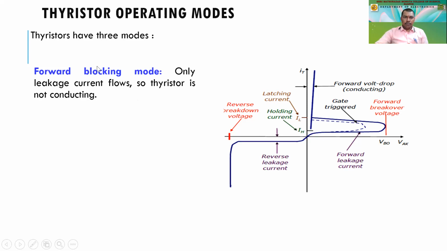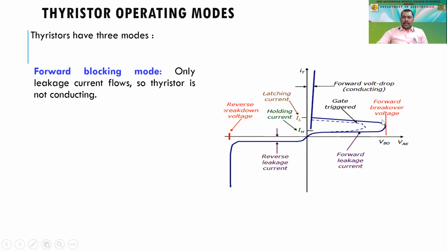Here we are having three modes. The forward blocking mode: only leakage current flows, so the thyristor is not conducting. So this is the forward blocking voltage over here, which I'm showing by the arrow, and only the forward leakage current is supposed to flow through this. Remember, the reverse leakage current only flows because of the minority charge carriers. So that small leakage current flows through that.